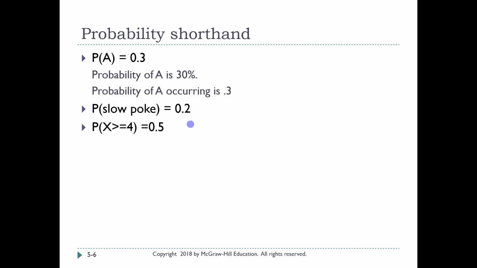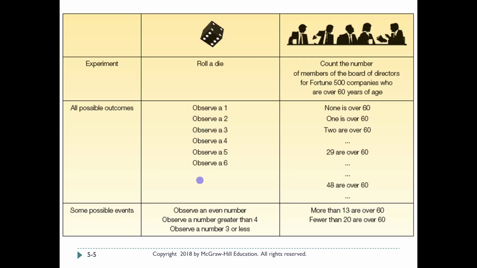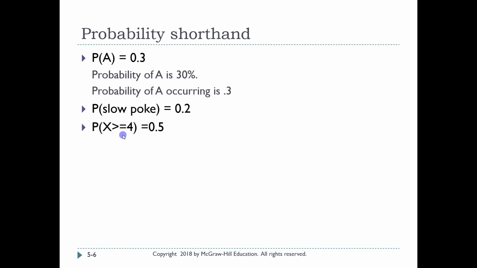So that's a specific outcome. But if you remember, our events can be more broad. For instance, here rolling a 4, 5, or 6, so a number greater than or equal to 4. We can sum that up as an event and say the probability of this event, where x is greater than or equal to 4, is 50%.